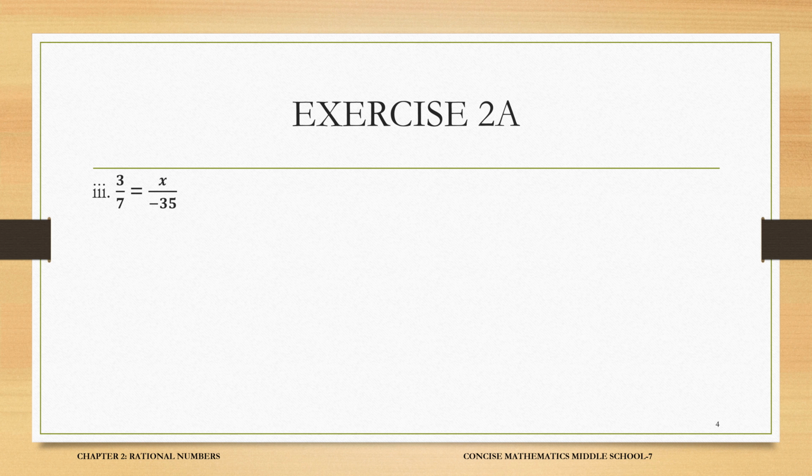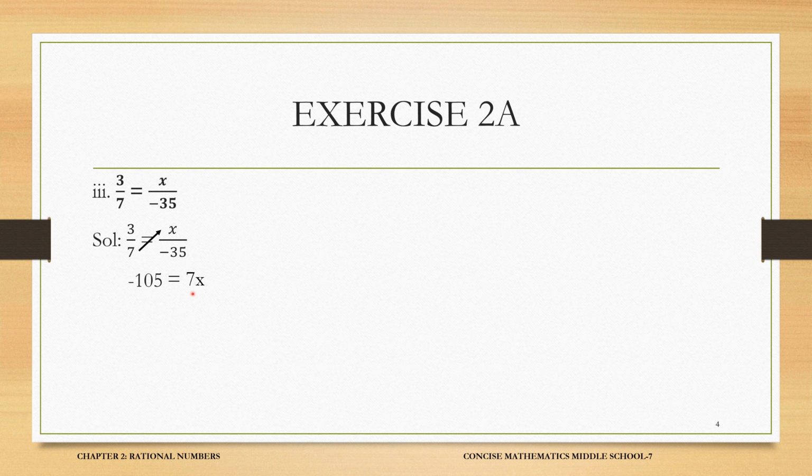Here is our third question. We are going to solve this problem by the cross multiplication method. So first we need to do the cross multiplication, that is 3 into minus 35, plus into minus is minus, 35 into 3 will be 105, is equal to, because there is an equal to in between, just place an equal to and multiply 7 into x. That becomes 7 into x is 7x, right? Here it is a multiplication sign between them, 7 into x, right?